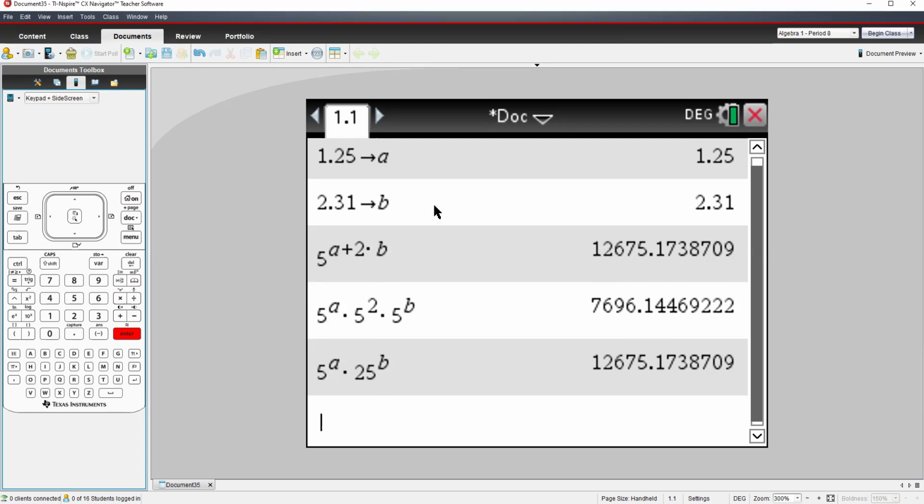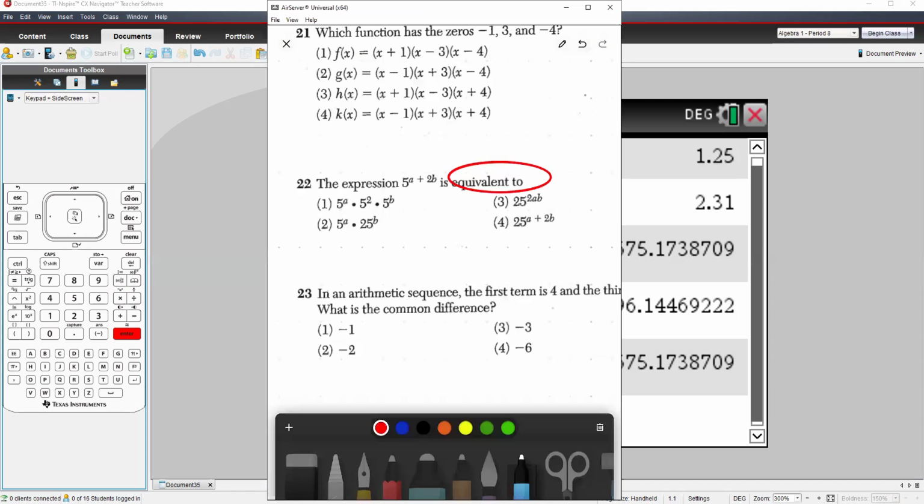We just proved it. We just stored these random numbers in for A and B, and we see that these two match exactly all the way out to the 1, 2, 3, 4, 5, 6, 7 decimal place. That's confirmation for me. That's enough. That means those two are equivalent. And I can go to my answer sheet and I can circle this with confidence.